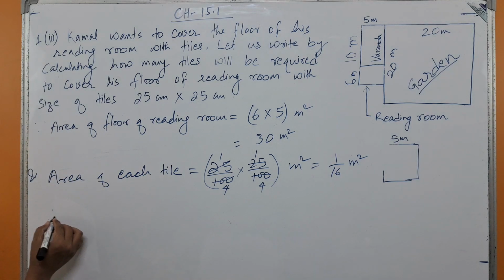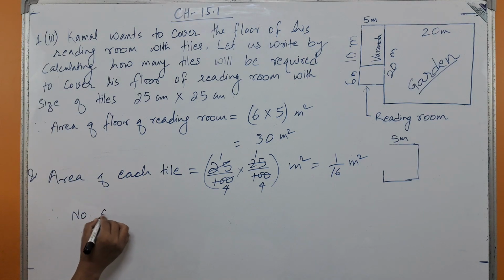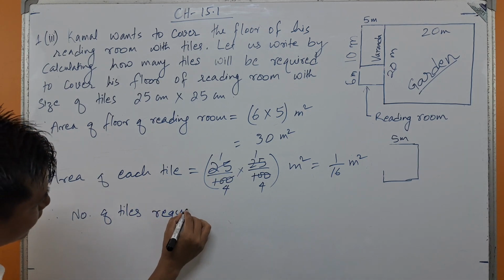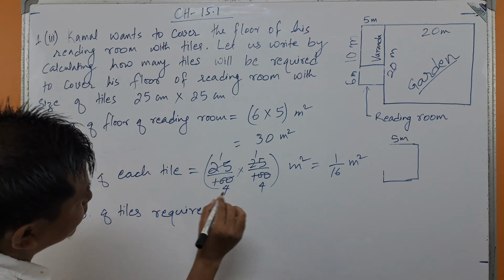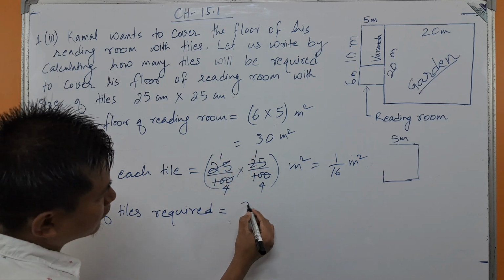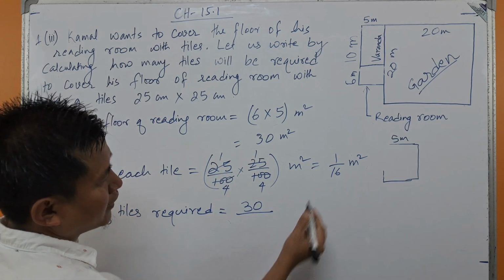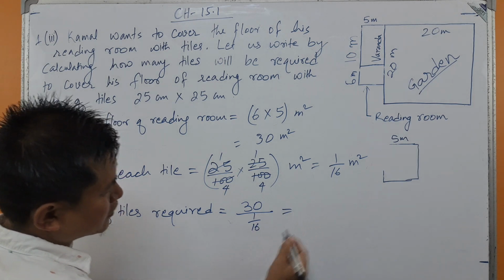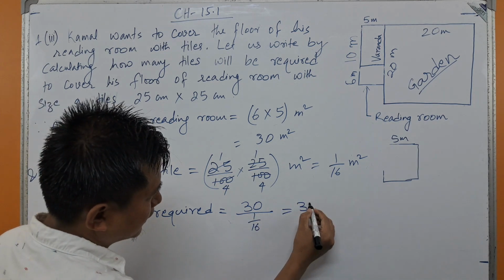So therefore, number of tiles required equals total area of the floor, 30, divided by area of each tile, 1 upon 16. So this will become 30.